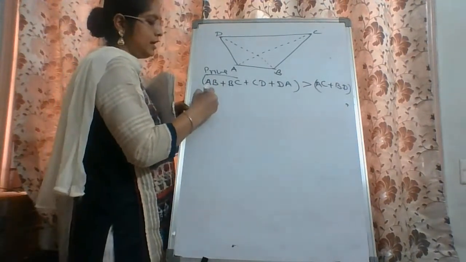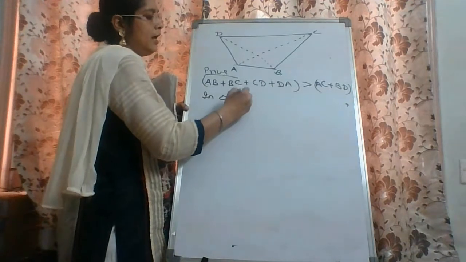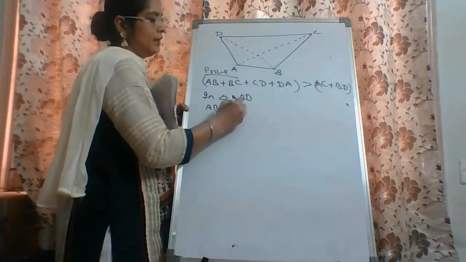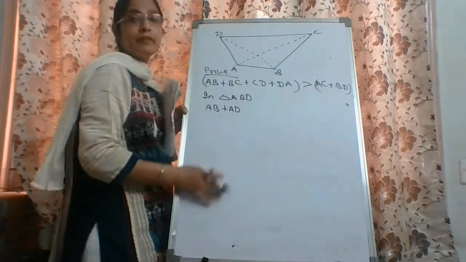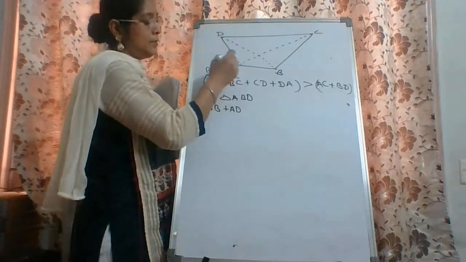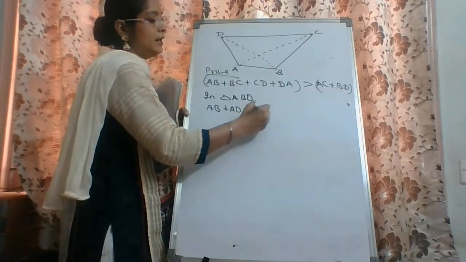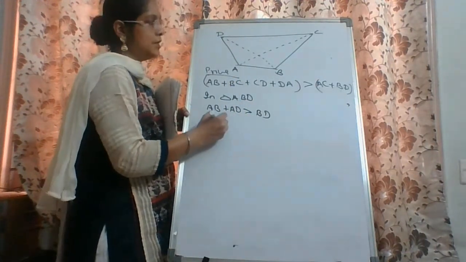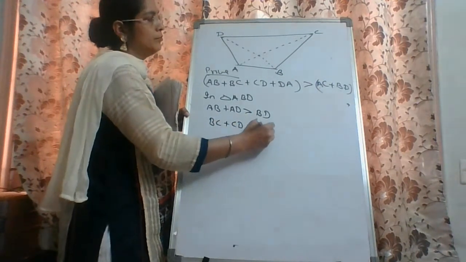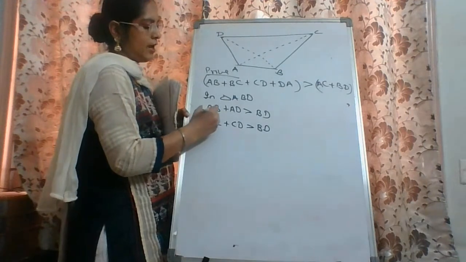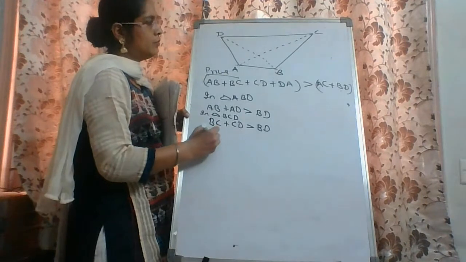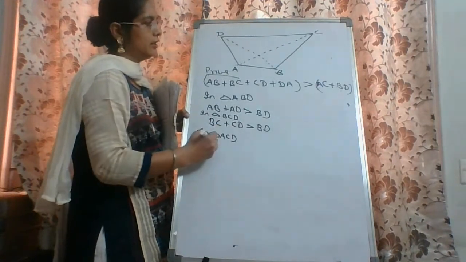Now let us take triangle ABD. AB plus AD. See, we have AC and BD on the right hand side. That means the diagonal should come on the right hand side. AB plus AD is greater than BD. BC plus CD is greater than BD. This is in triangle BCD.